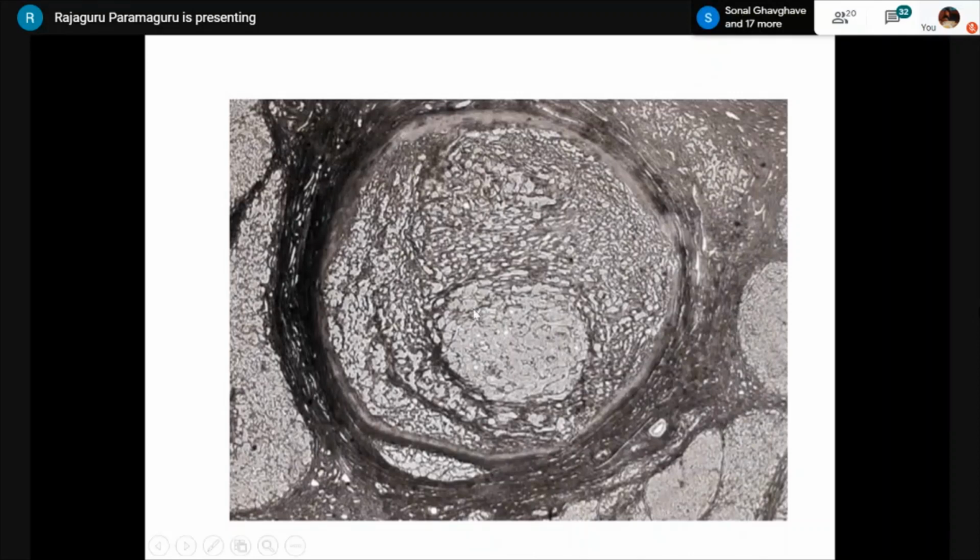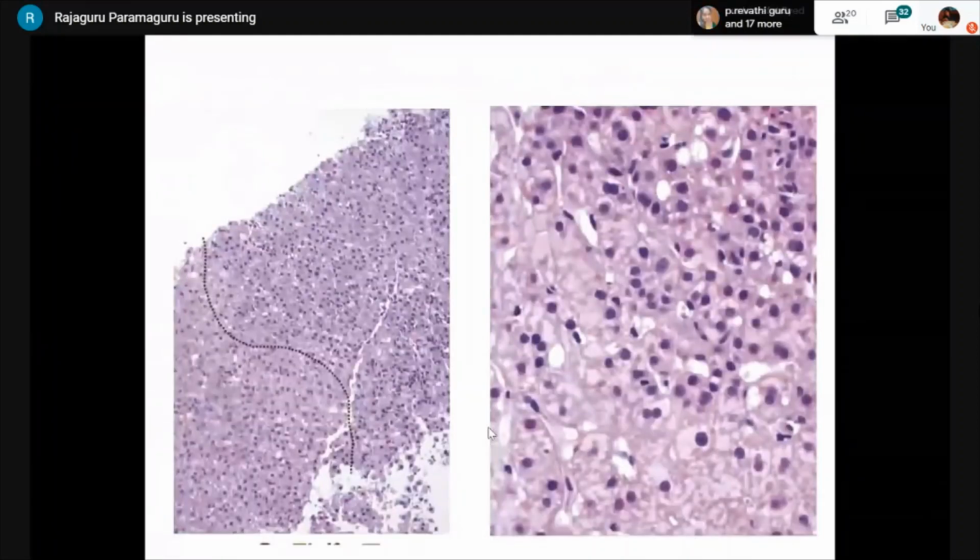And what you can see is the distinct reduction in the reticulin fibers here in this nodule compared to the surrounding parenchyma. So this might not be seen in all nodules, but it is considered quite significant, along with the other definite findings which I will be talking about later.